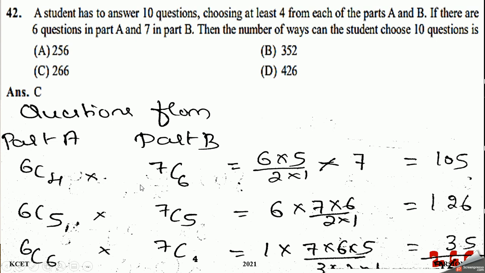Same way, if he selects 5 questions from part A, then it should be 5 questions from part B, so that the total is 10. Again here 6 questions from part A, 4 questions from part B. You cannot go less than 4 in both part A and part B. So substituting the value of 6C4 and 7C6, 6C5 and 7C5, 6C6 and 7C4, you are going to get 105, 126, 35. Add up all this, you are going to get the result as 266. Option C is the answer.